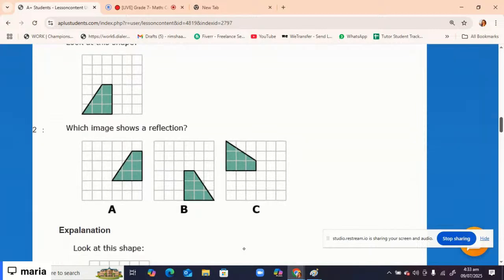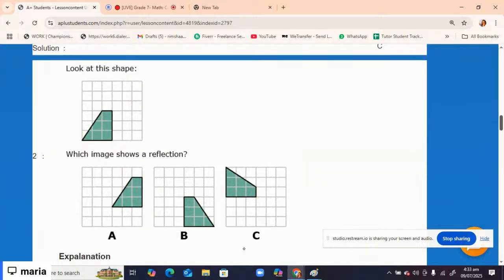Okay. So which figure shows a reflection? Again, it's a reflection. Look at here in part A, this is a different position. It's a different location, and in part B, this is the same location, but it's an opposite face. In position C, it's again a different location. So a different location is not a reflection, so it's part B.